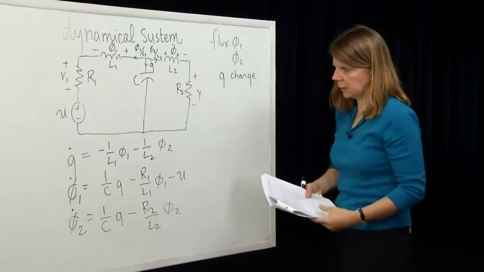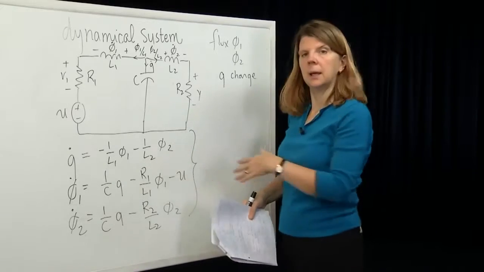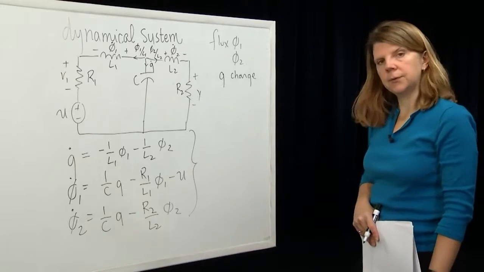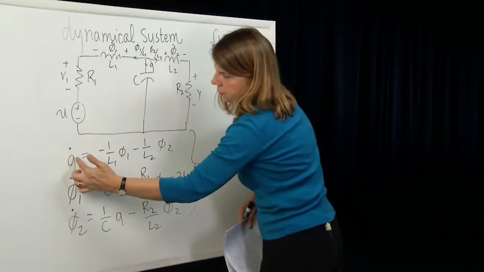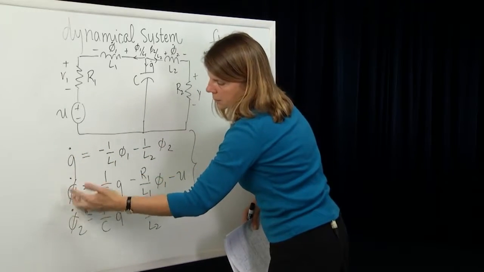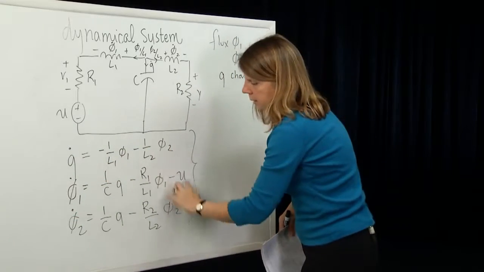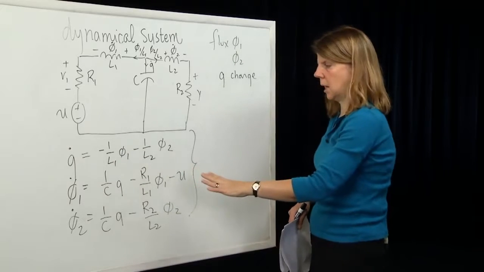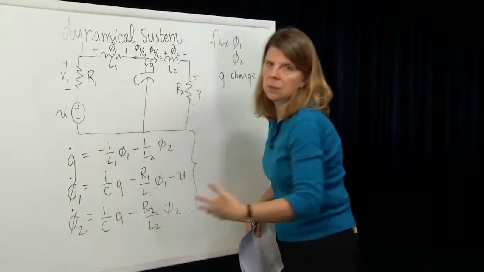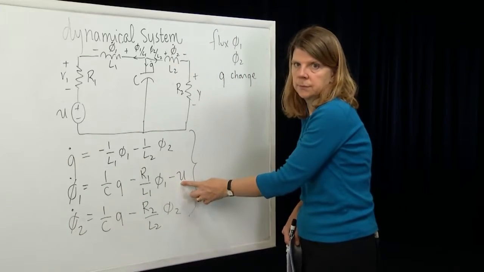Okay, so now we look at that set of equations and make some remarks about it. The first remark is that on the left-hand side, we have first derivatives of values of interest in the circuit. And everything on the right-hand side is a function only of these variables, the variables before we took their first derivatives, and of the inputs.